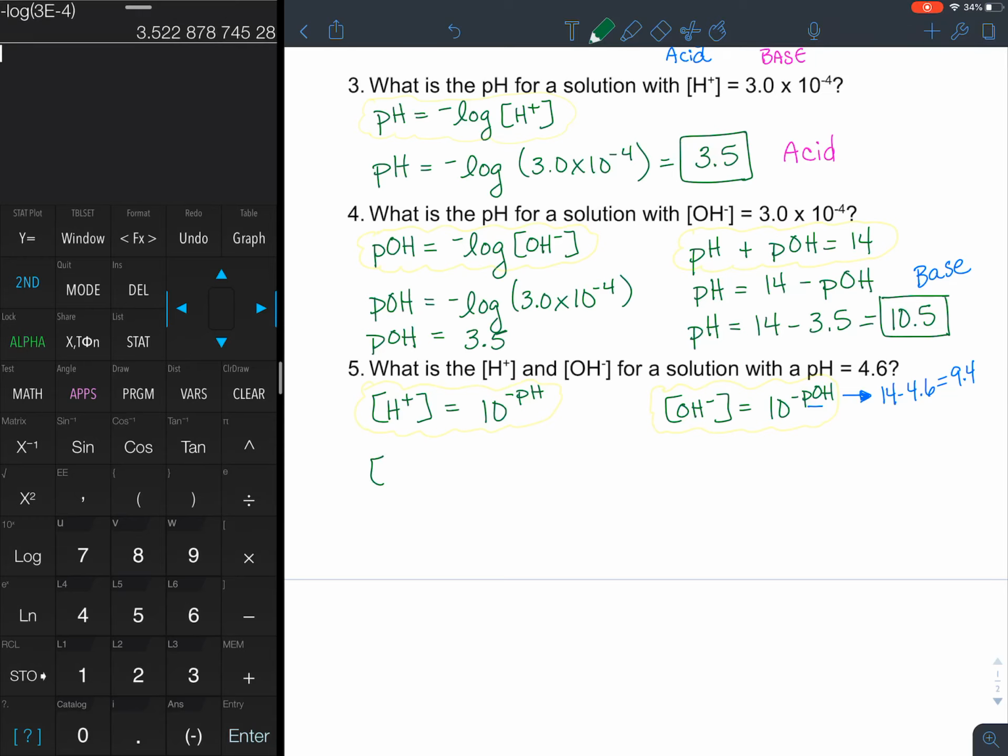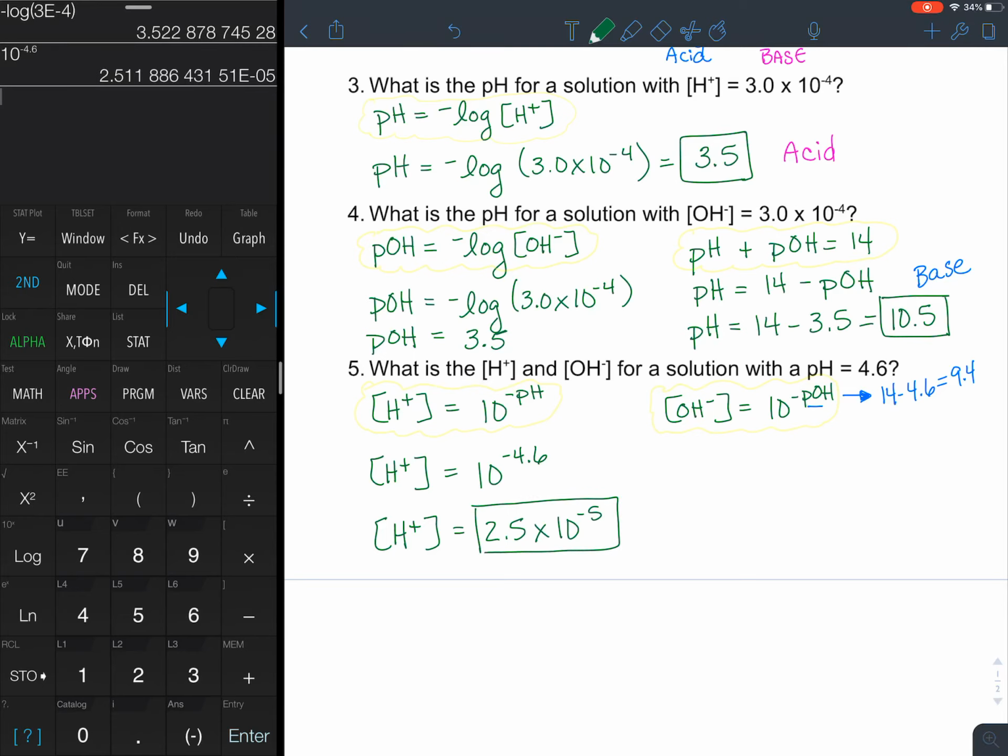So the hydrogen ion concentration, H plus, is equal to 10 to the negative 4.6. So in my calculator, I'm going to do 10, and then the up caret button, negative 4.6, hit enter, and I get 2.5 times 10 to the negative fifth. So that big E that we see there is times 10. So the hydrogen ion concentration, H plus, is equal to 2.5 times 10 to the negative fifth.